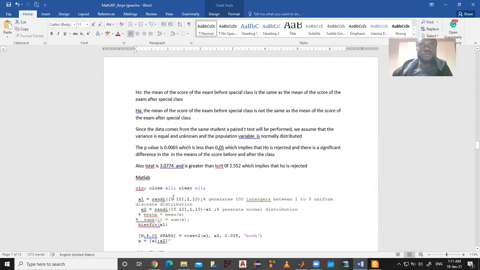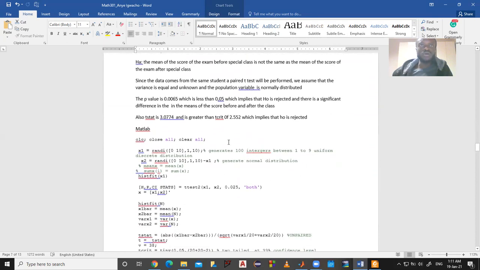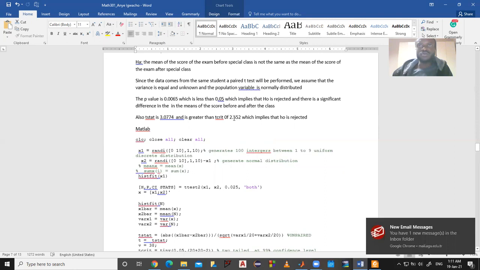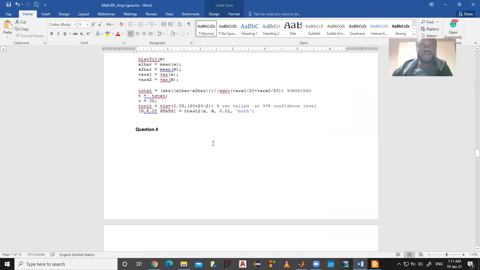And question 5, again, we carry out the T statistics, and here's our MATLAB code. In the end, the T stat is greater than T critical. So H0 is rejected.